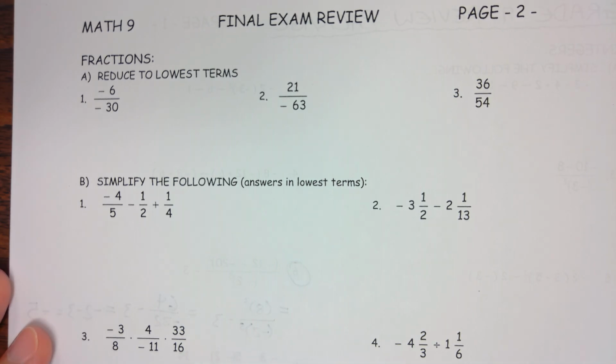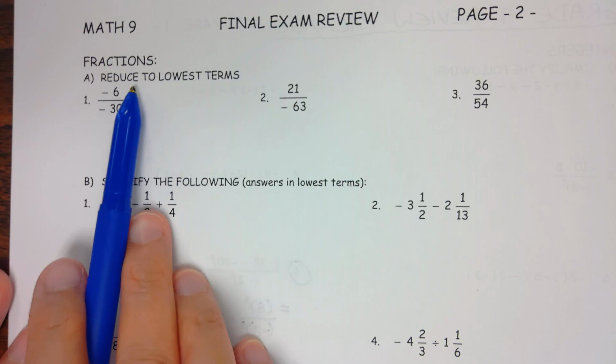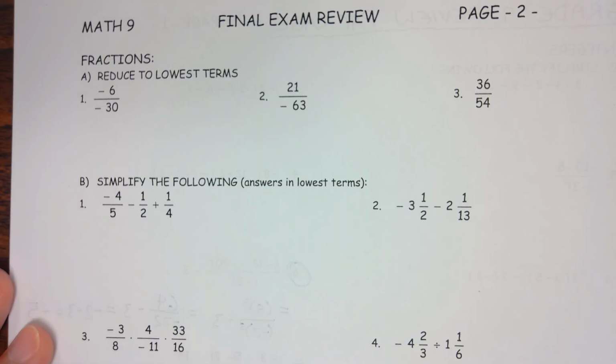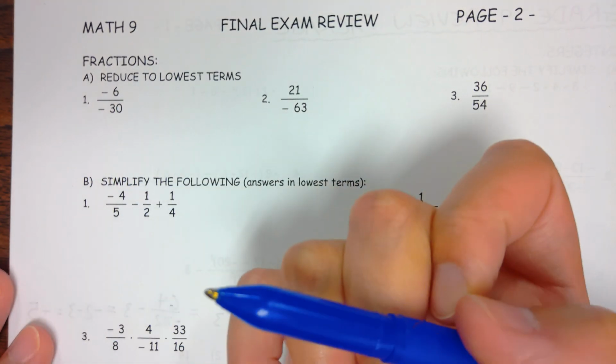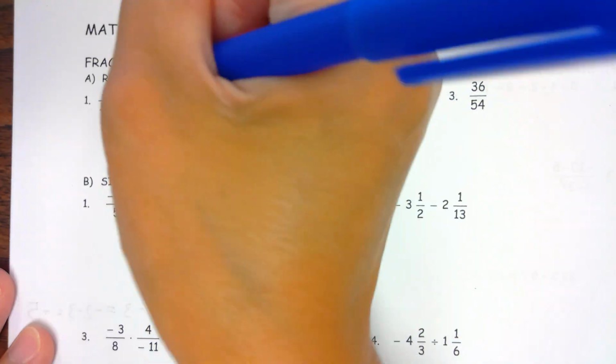Okay, page 2 right here. Again, I'm gonna pick and choose some of these questions to go over with you, and then I'm gonna give you guys time to practice in class. So for the first one right here, I just want to reduce the fraction to lowest terms. What goes into both 6 and 30? Isn't it 6? Good. Okay, what did you divide both numbers by? 5 times 6 is 30. Good.